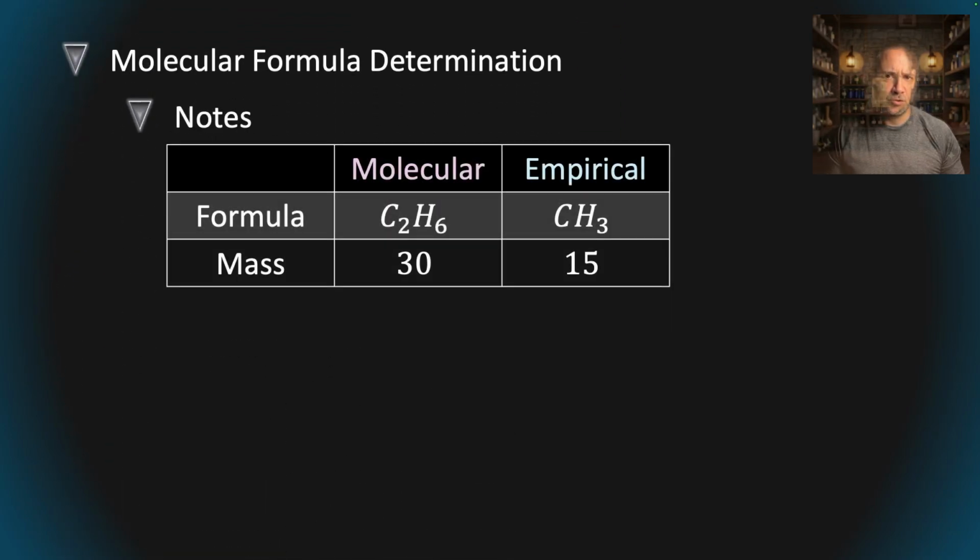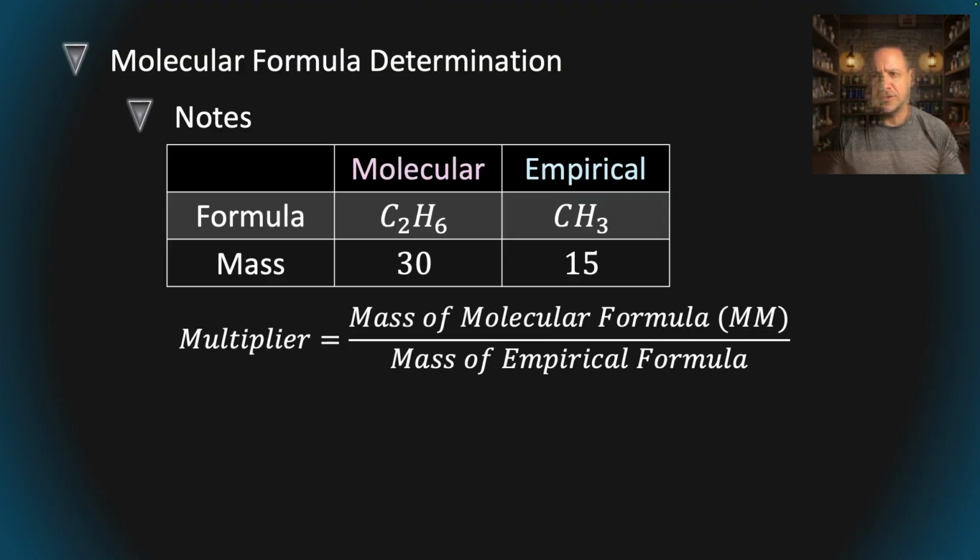The ratio for C2H6 is twice that of CH3. I consider the multiplier here to be 2. The molecular formula is double the empirical. The multiplier is also equal to the mass of the molecular formula, or the molar mass of the compound, divided by the mass of the empirical formula. The mass of the molecular formula is 30 over the mass of the empirical formula, 15, and that is equal to 2. The multiplier can then be used to convert the empirical to the molecular formula. As I said, CH3 times 2 gives me C2H6.